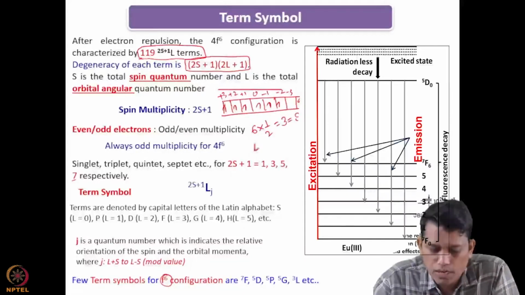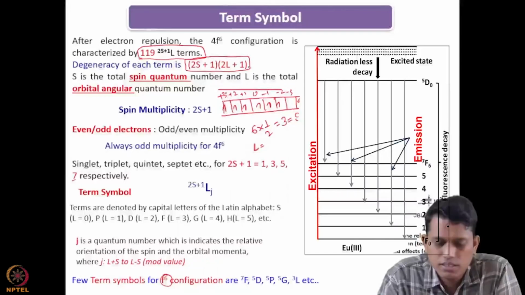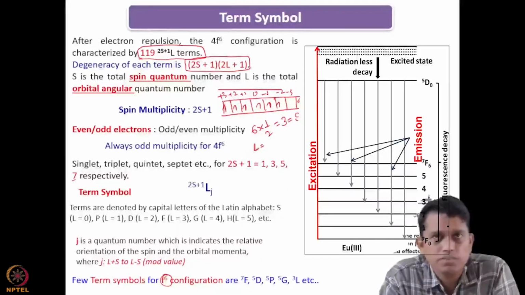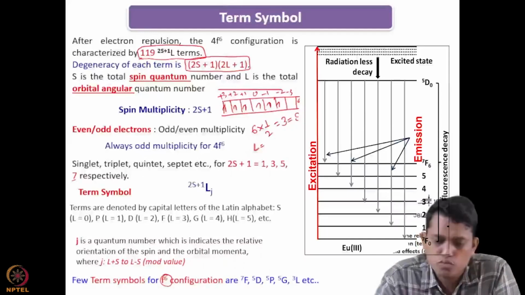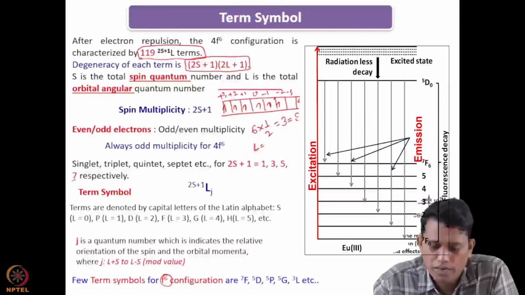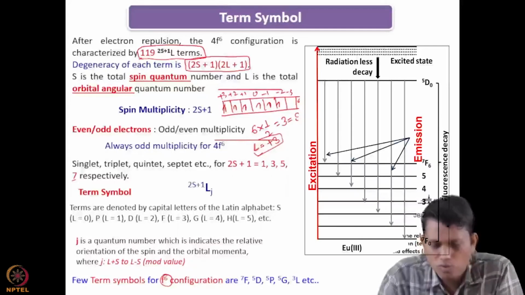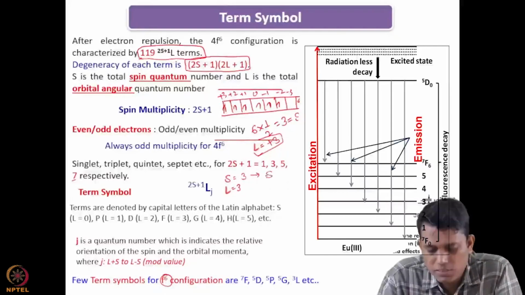What about the total L? Since you can see some of the mL values are positive and some are negative, meaning the direction of the orbital momentum is different, if you sum them, you'll find the total L value is coming positive 3. So when S is equal to 3, the spin multiplicity is nothing but 2S+1, which comes to 7.